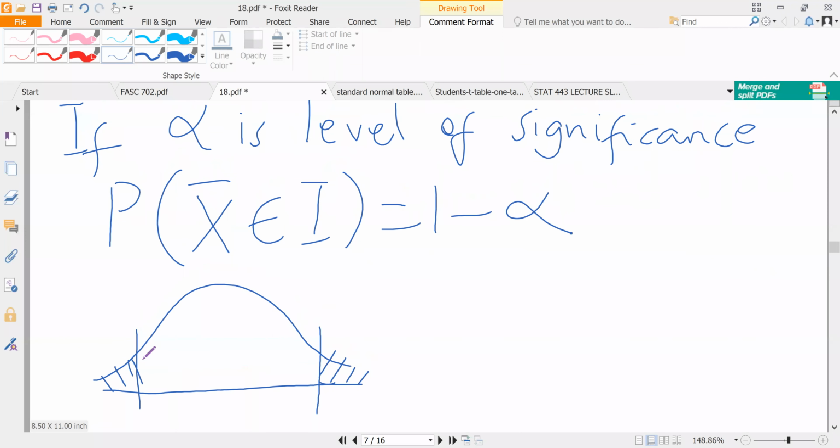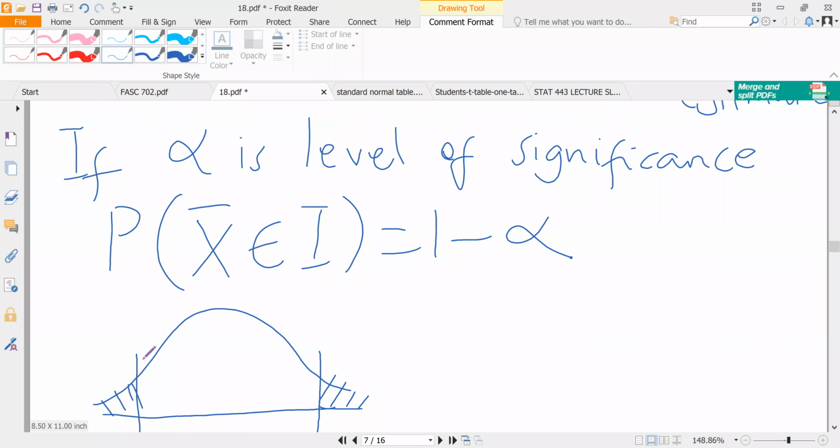So if alpha is the level of significance, then the area in the middle is 1 minus alpha, and then the tails share the rest. So this is alpha over 2, and this is also alpha over 2. The area under that curve is always equal to 1 or 100%. That is if we are considering these two-tail tests, and mostly it is the two tails that we use to derive these confidence intervals.